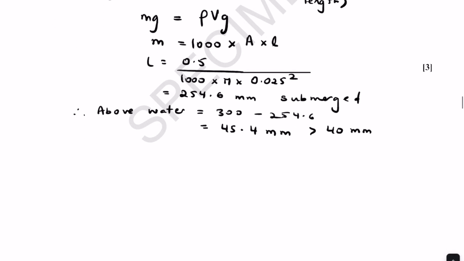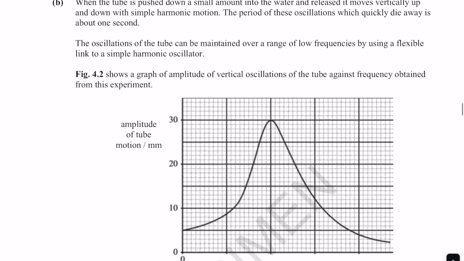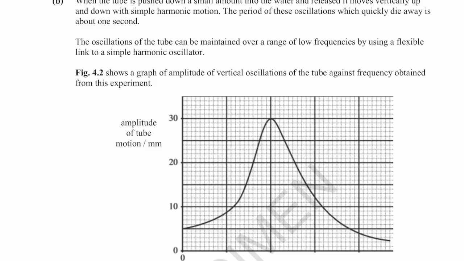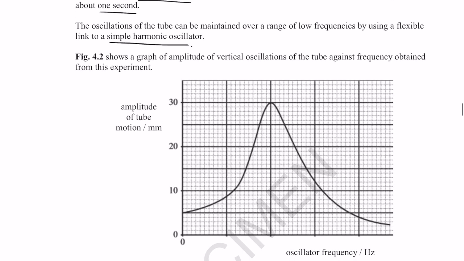So let's move on now to part B. It says, when the tube is pushed down a small amount into the water and released, it moves vertically upwards and downwards with simple harmonic motion. The period of these oscillations, which quickly die away, is about 1 second. The oscillation of the tube can be maintained over a range of low frequencies by using a flexible link to a simple harmonic oscillator. So basically it's like forced oscillations.